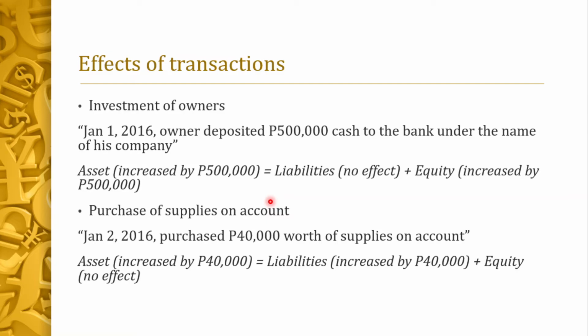Okay? Because the journal entry for the January 2, 2016 purchase of supplies is an increase. Supplies is an asset account. It increases because it's debited, while for the credit, it also increases the accounts payable. Accounts payable is a liability account. So, debit supplies, credit accounts payable, same amount, of course, 40,000.